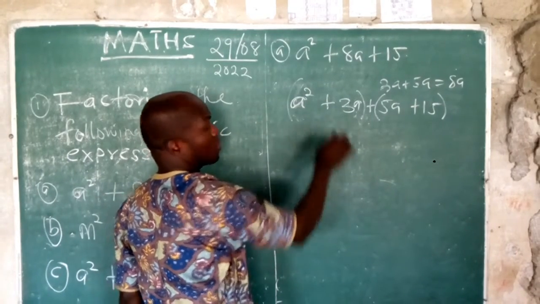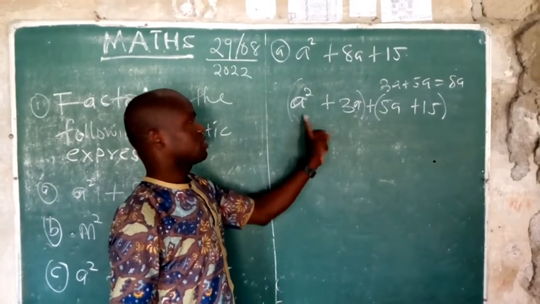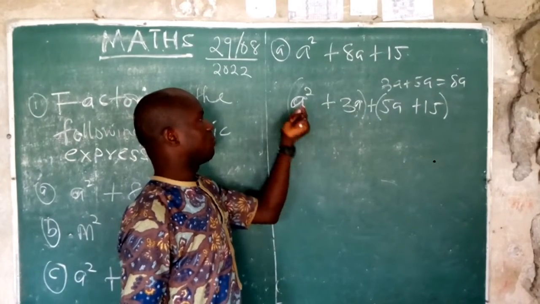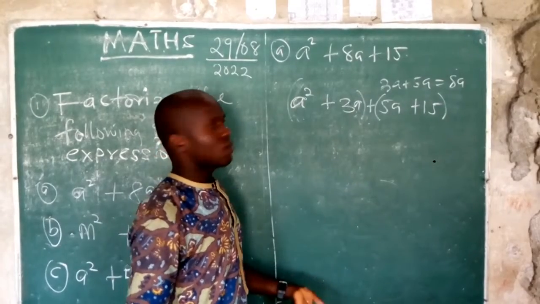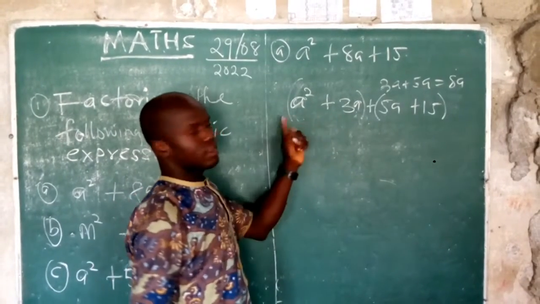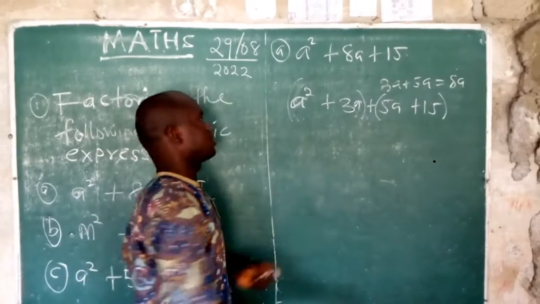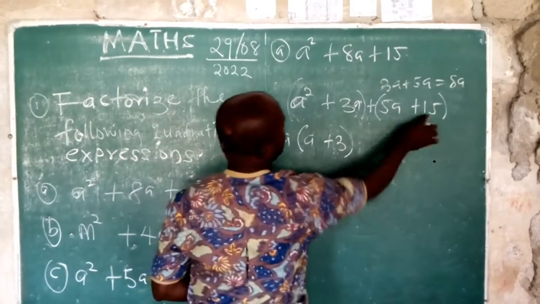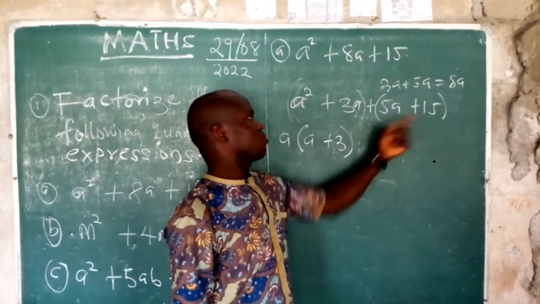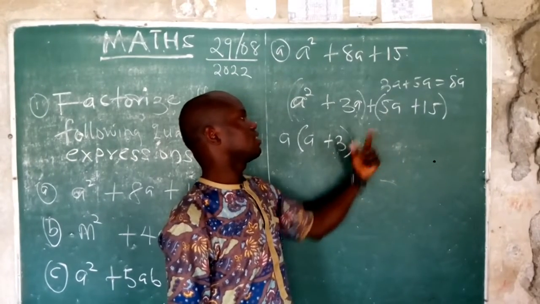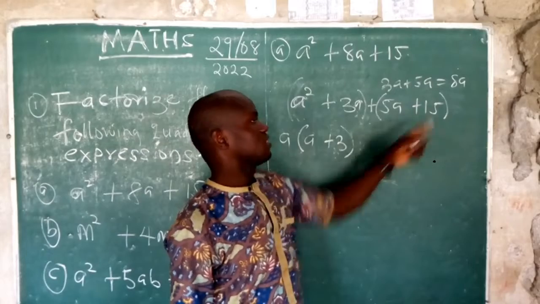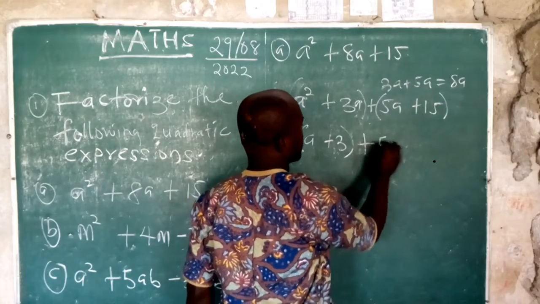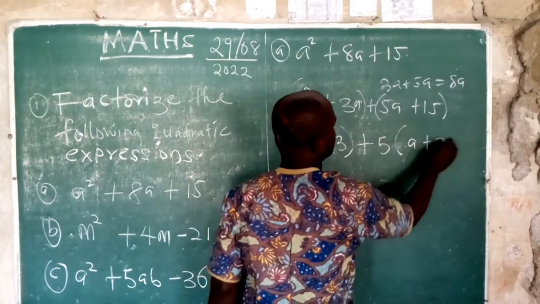Now we factor out whatever is common here, and what is common here is a. When we say what is common, we are talking about the highest common factor, that is HCF, which is a. So a here, we have a plus 3. What is common here is, as you can see, the highest common factor is 5, because 5 can divide itself with no remainder, and 5 can divide this without a remainder. So you have plus 5 into a plus 3.